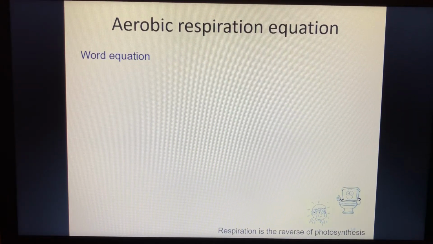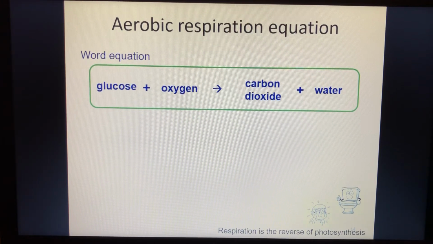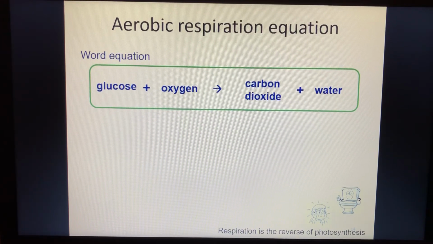So aerobic respiration, I had it on the sheet. Here is our word equation. Notice it's the reverse of photosynthesis. So we take the glucose, that's our chemical store of energy, and it reacts with the oxygen in the mitochondria, forming carbon dioxide, which is a waste product, and water, which is also another waste product, but it's also at the same time releases that energy.